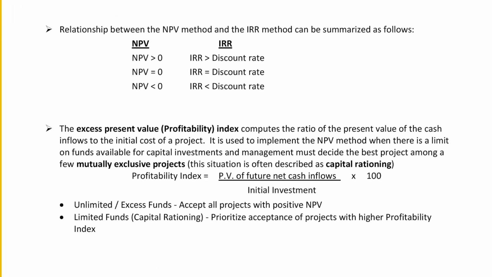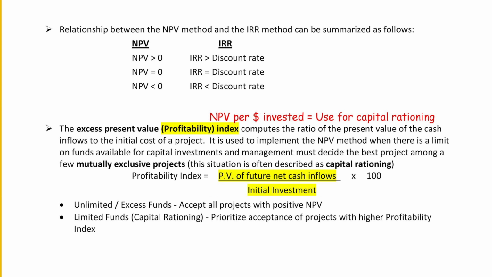Second bullet, we're looking at the profitability index. And this is NPV per dollar invested, used for capital rationing. The formula is present value of future net cash inflows divided by initial investment.